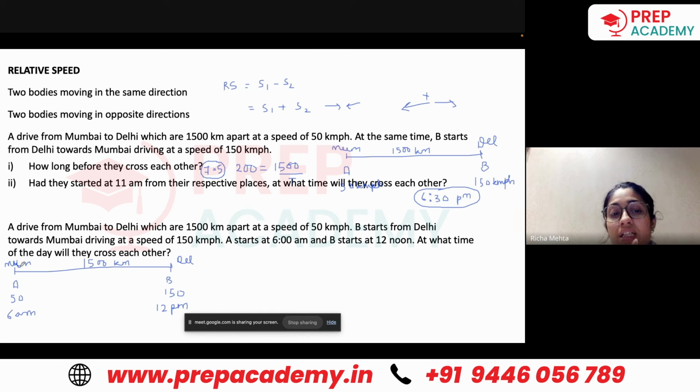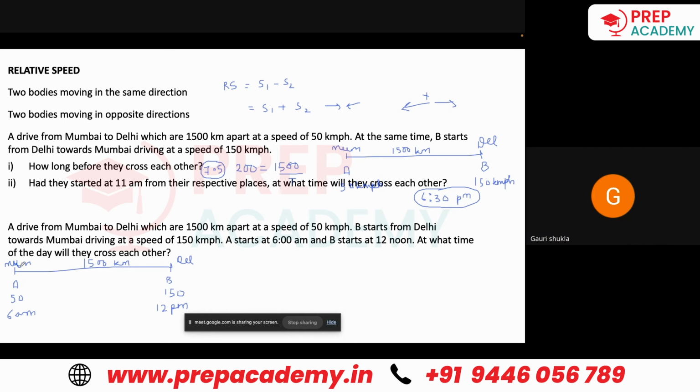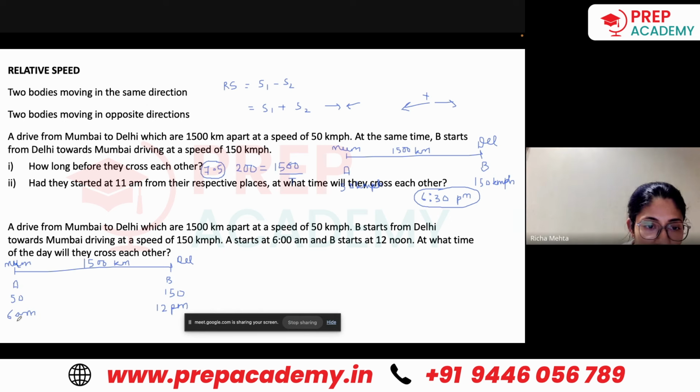See, to apply relative speed, both of them have to be moving. A and B are not moving at the same time. So what will we do first before applying relative speed? Who is moving first? A will travel for 300 kilometers in the 6 hours. So for the first 6 hours till 12 p.m., A will already cover 300 kilometers. So now the distance between them is 1200 kilometers, and now both are moving towards each other.